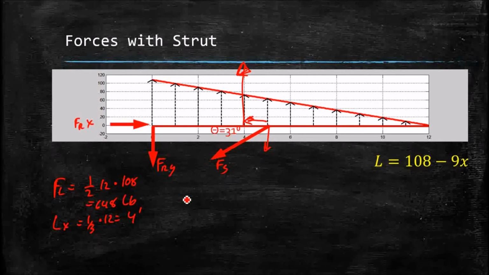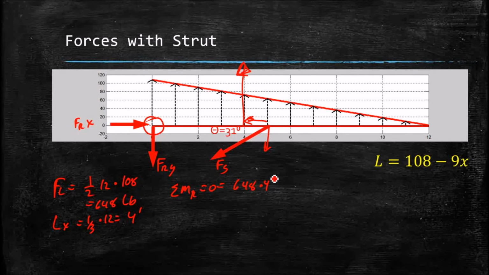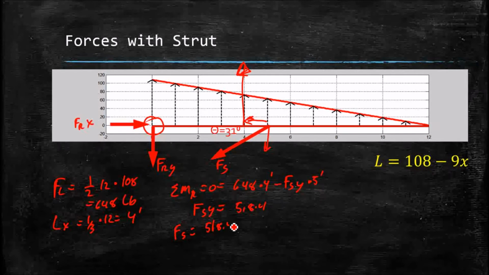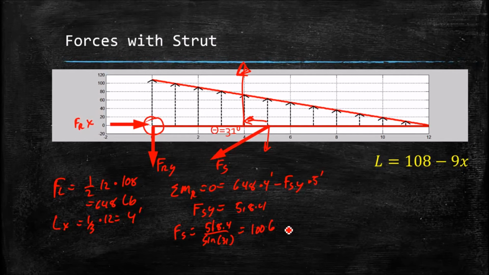So to find the force on the strut, we can do the sum of the moments about our root equals 0, and that's equal to the 648 pounds equivalent times the 4 feet minus the force of the strut, F sub S y, times 5 feet, and that gives us F sub S y equal to 518.4. From the geometry, we know F sub S equals 518.4 over the sine of 31 degrees, and that gives us 1,006 pounds in the strut, and that is going to point that direction. This points downward.